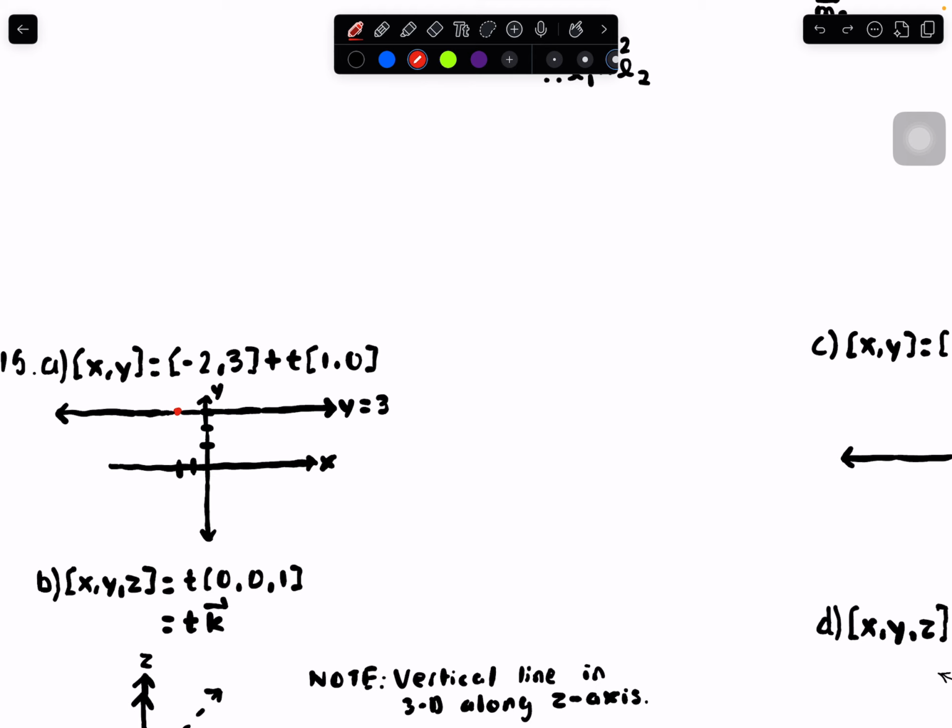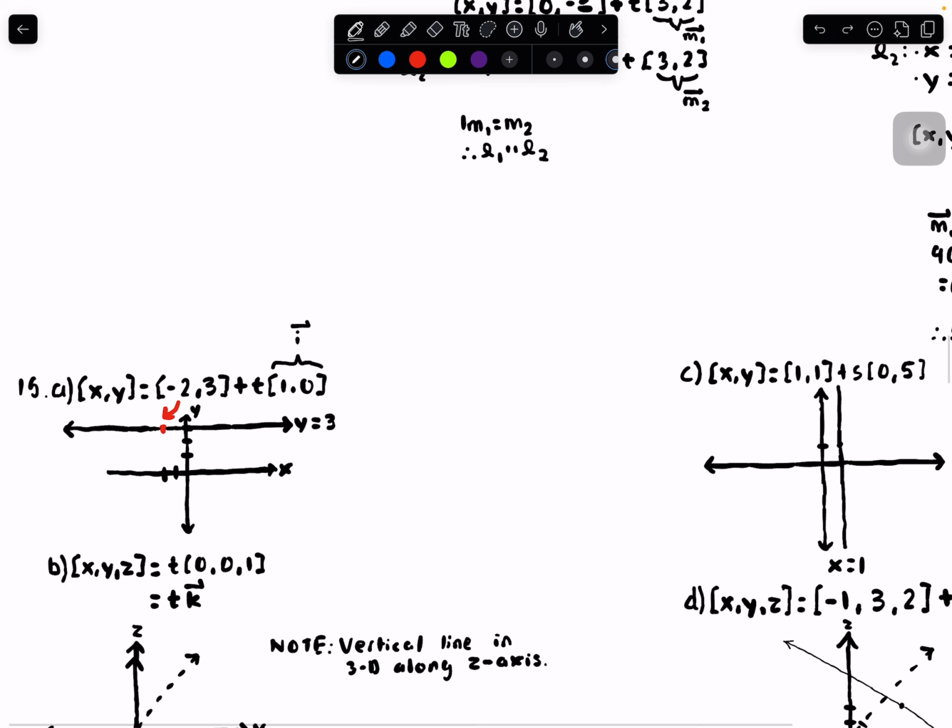I'm taking the known point on the line from the vector equation, -2, 3, right here. This vector you should recognize from our last unit. This is i. So i just means I'm traveling horizontally in both directions. If I'm scaling it by this parameter t, if t is negative, I'm going to the left. If t is positive, I'm going to the right. So that's what it looks like. It's just a horizontal line. That's why this problem was quite simple.